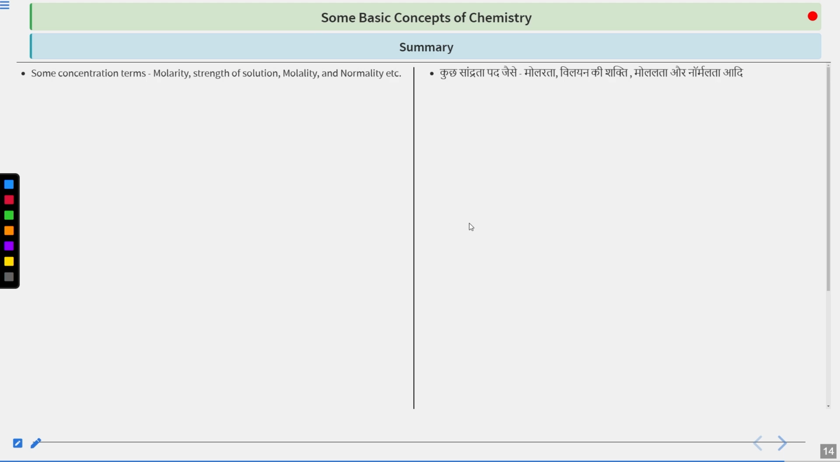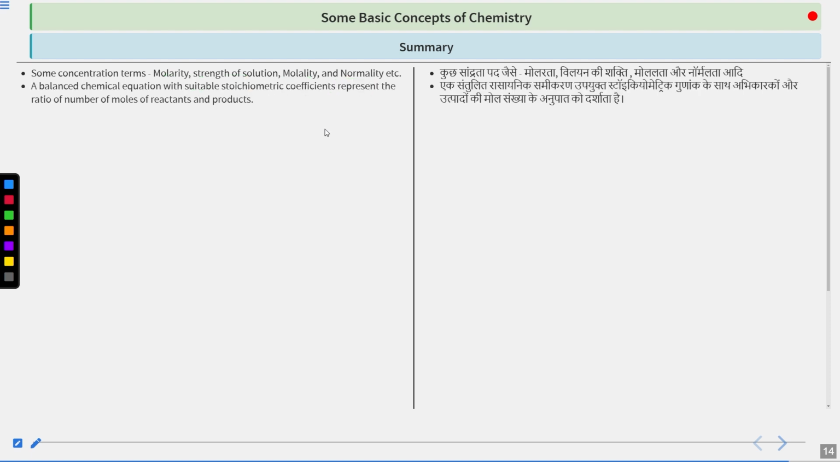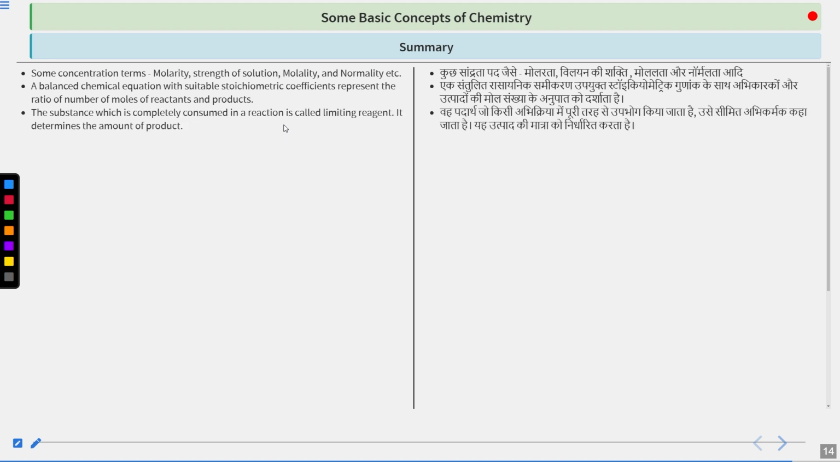Next, we have seen some concentration terms: molarity, strength of solution, molality and normality. After that, we have seen the balanced chemical equation. What is a balanced chemical equation? A balanced chemical equation is one which has suitable stoichiometric coefficients such that the reactant and product moles are balanced. Clear? The next thing is the limiting reagent. If you know the balanced chemical equation and you have the amounts of substances for the reaction, then the one which is consumed first is called the limiting reagent, and it decides the amount of product that will be formed.